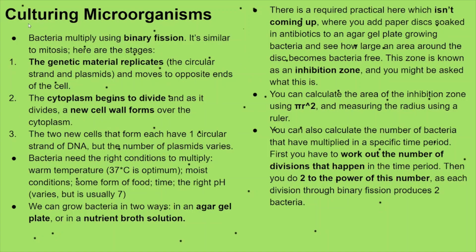So this next bit on culturing microorganisms has never been in the Combined Science course, so it's only for triple science people, and we're going to have a closer look at bacteria. Now, bacteria multiply using something called binary fission. It's quite similar to mitosis.